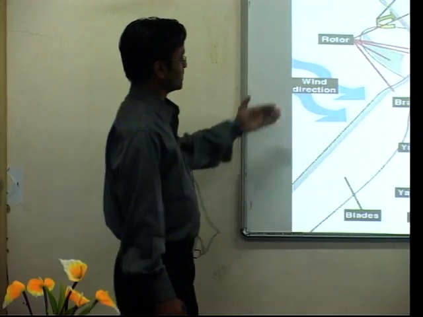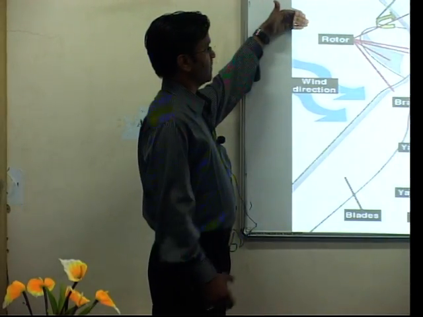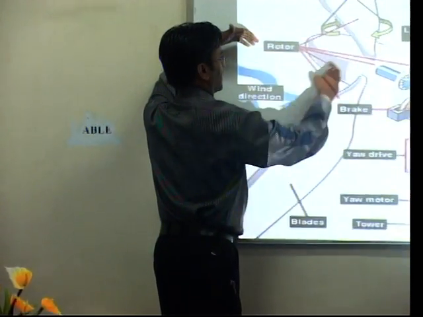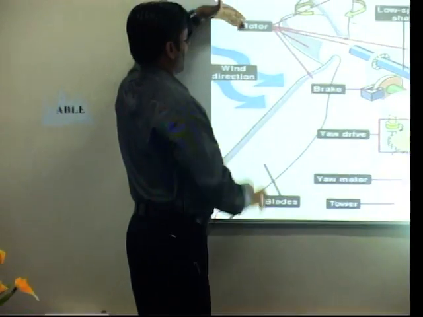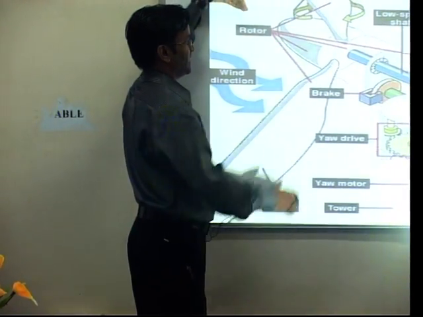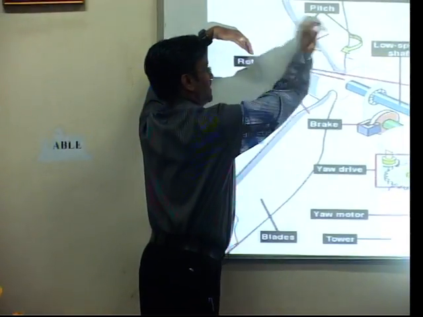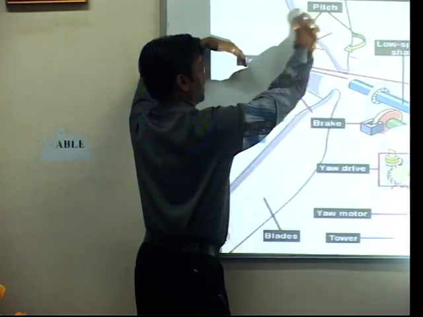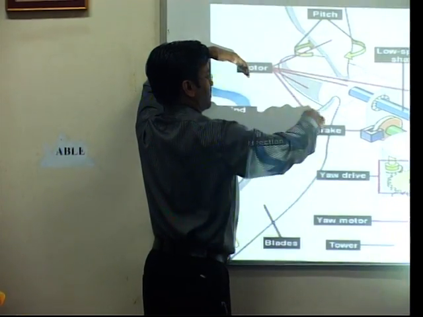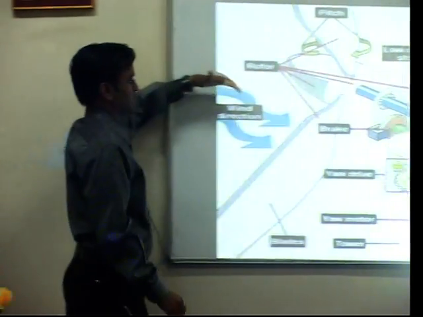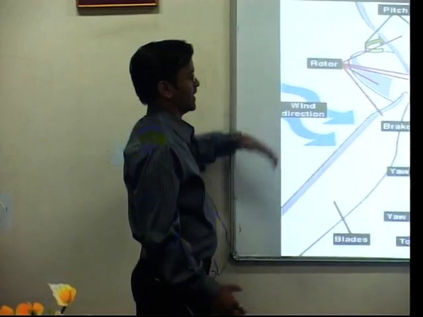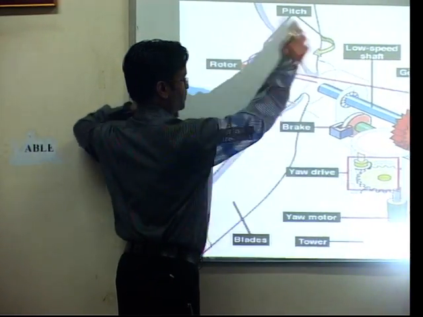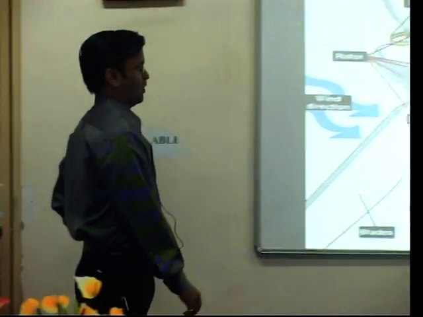Upwind turbine means the wind direction comes from left to right. Consider this is the rotor and the blades. The wind comes from my left-hand side and bombards the blades, and due to the pressure of the wind, this assembly or rotor moves. This is called an upwind mill, and downwind means the direction comes from right to left, and due to this the whole mechanism moves.